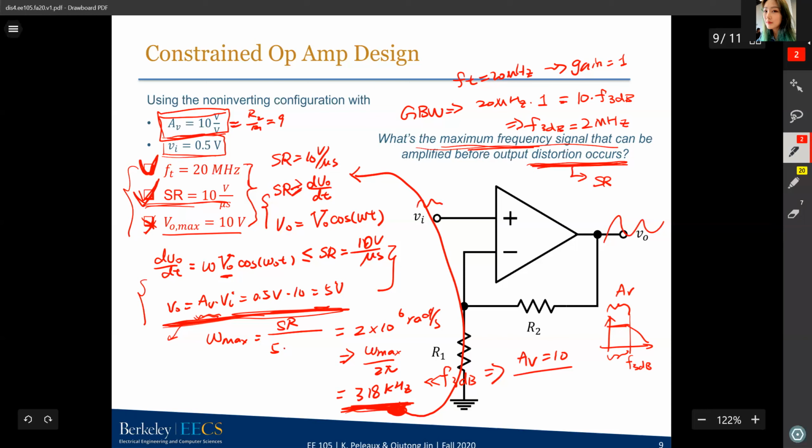By double checking, your design at 318 kHz satisfies the slew rate check. It also satisfies the unity gain bandwidth requirement, since it is within the 3 dB bandwidth or F_T. That means this design is correct. Your design satisfies all the constraints. It's a good design.